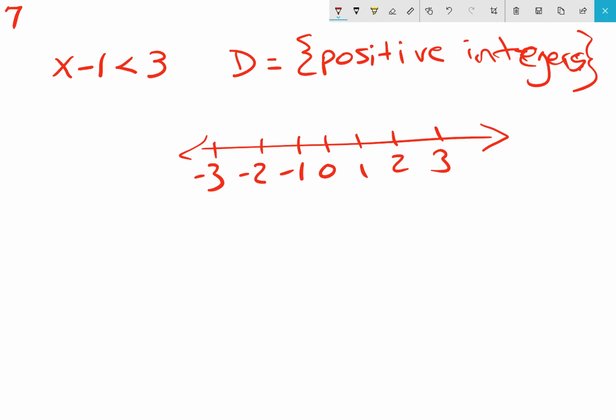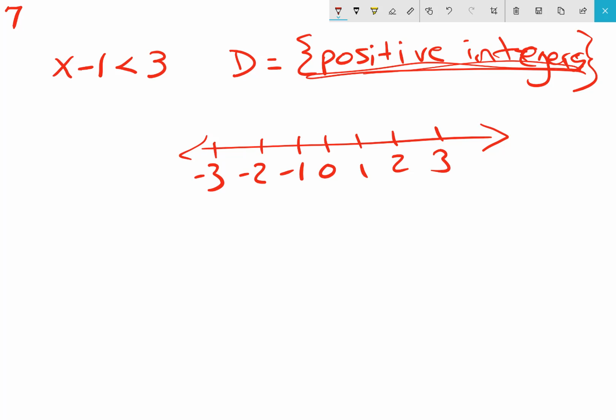Okay, this is number 7 on test 7. You have an inequality, x minus 1 is less than 3, and the domain is positive integers. You're trying to graph that on a number line. So first of all, you know that you're only going to be graphing positive integers.